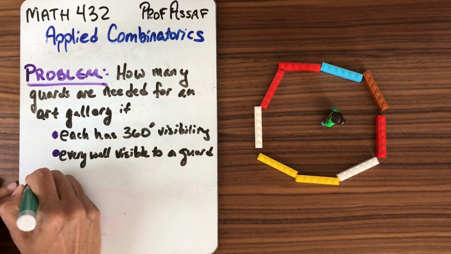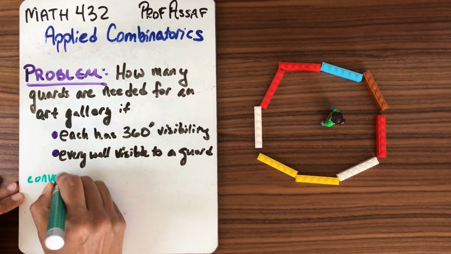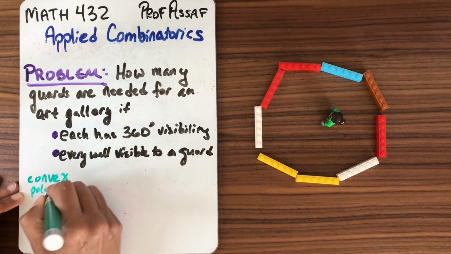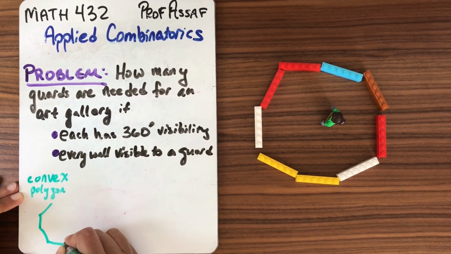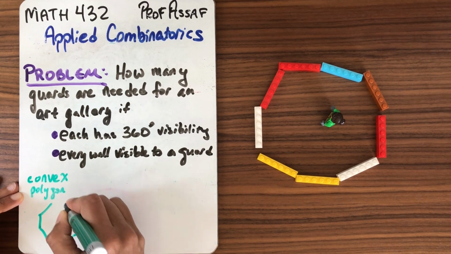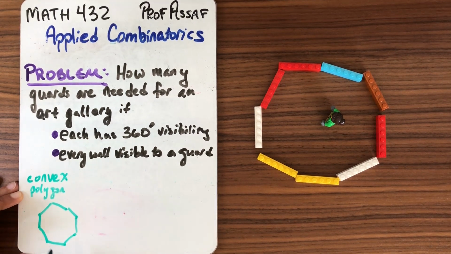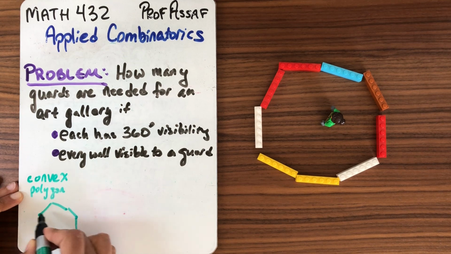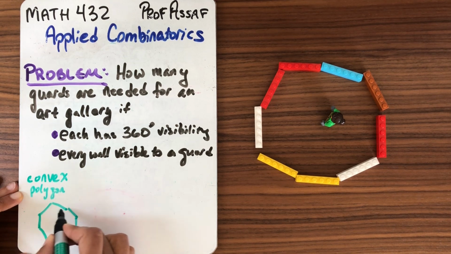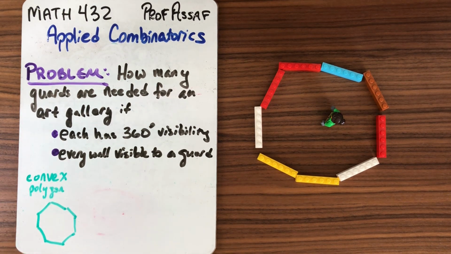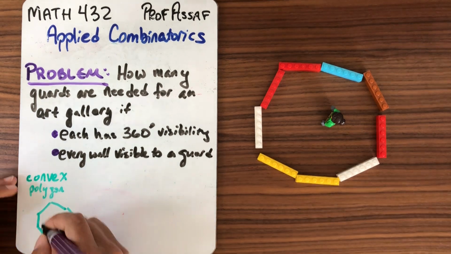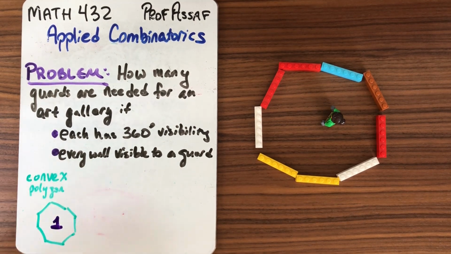So in the case that we have a convex polygon that is the shape of the room, convex means that, well, there are different ways to define it, but the angles are never more than 180 degrees. Another way to say it is that if I connect any two points on the boundary, the line connecting them goes in the interior and doesn't leave it. So here, for this case, the answer is 1. Only one guard is needed.